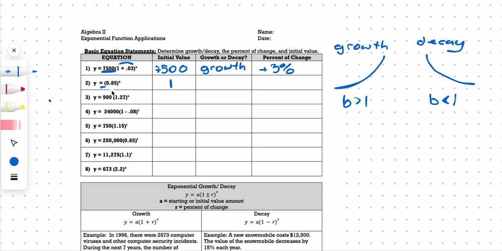And now, is this growth or decay? Well, what's our b value? 0.85. 0.85 is less than 1, so it's going to resemble decay. Now, how much less than 1 is 0.85? Well, let's do 1 minus 0.85. We get 0.15, which is the same thing as 15%. Now, since it is decay, we have to make sure to put that negative sign out front.